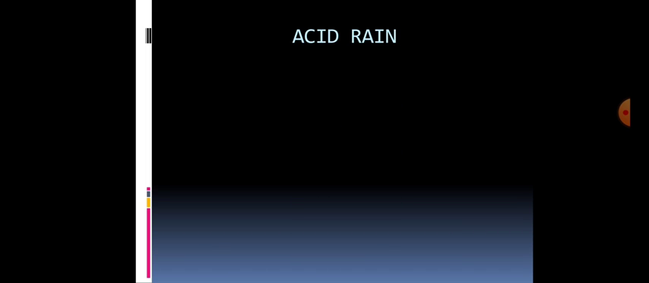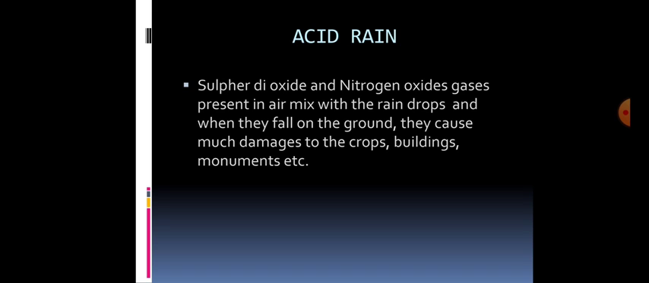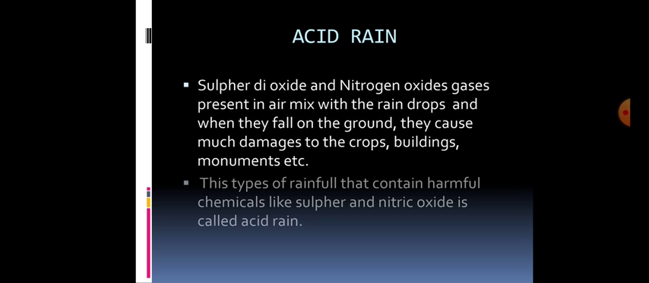And the most dangerous effect of combustion and air pollution is acid rain. Now, what is exactly acid rain? When sulfur dioxide and nitrogen oxide gases present in air mix with the raindrops, and when they fall on the ground, they cause much damage to the crops, buildings, and monuments, etc. This type of rainfall that contains harmful chemicals like sulfur and nitric oxide is called acid rain.